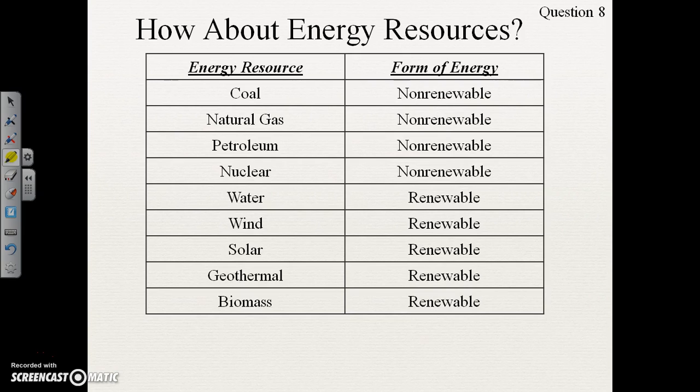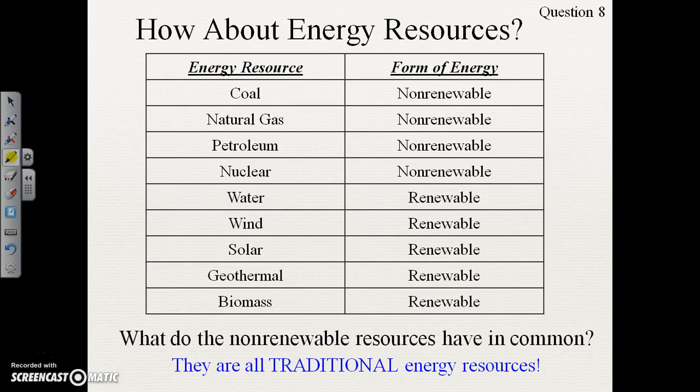And all of the alternative energies, water, wind, solar, geothermal, and biomass, those are all renewable. They have a continual supply or a supply that will not be ending anytime soon. The top four are all interesting enough. Our traditional energy resources are usually non-renewable, and all alternative energy resources are renewable. Interesting tidbit there.